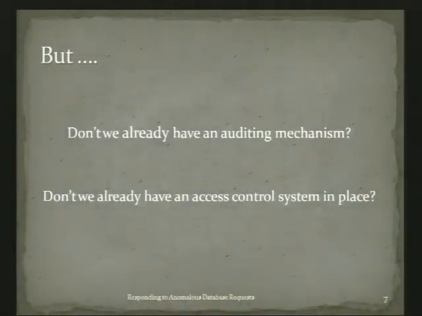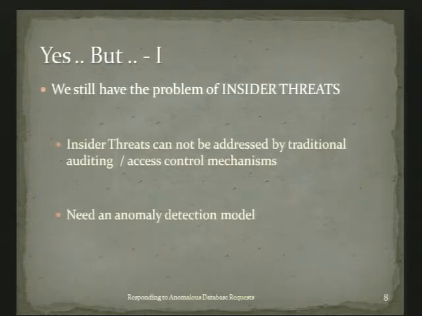So now the question you might have is, don't we already have an auditing mechanism inside databases to address this? And of course there is. And don't we already have an access control system in place to prevent unauthorized access to data? Yes, we do, but we still have the problem of insider threats. Insiders are malicious employees who have the necessary privileges to access and manipulate data, and it's very hard to predict when trusted employees can go malicious and indulge in malicious activities. So we need an anomaly detection model, and the kind of model that we propose will become clearer in the next few slides when we discuss the system architecture.